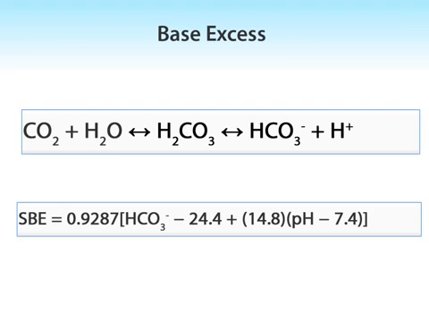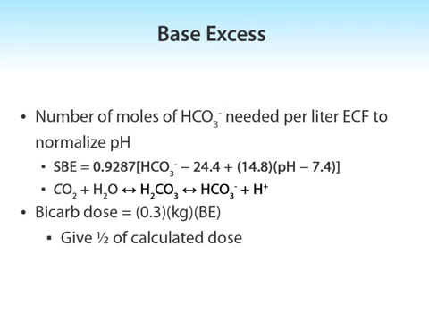The formula listed can be found in Miller and should not be memorized. Do memorize that base excess is the number of moles of bicarbonate needed per liter of extracellular fluid to normalize pH. The dose of bicarbonate to give is 0.3 times the patient's weight in kilograms times the base excess. 0.3 represents bicarbonate's volume of distribution. Give no more than 1/2 of the calculated dose.